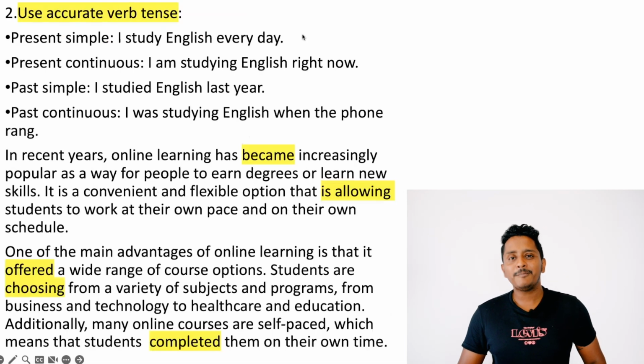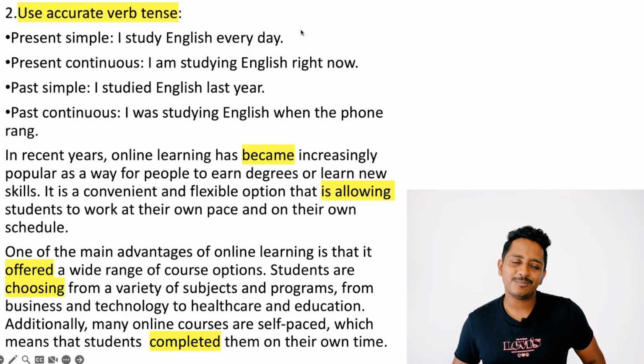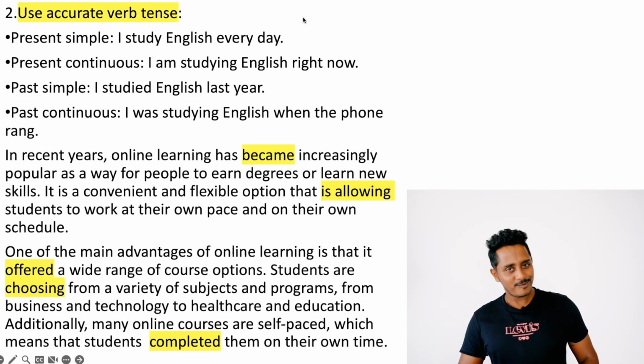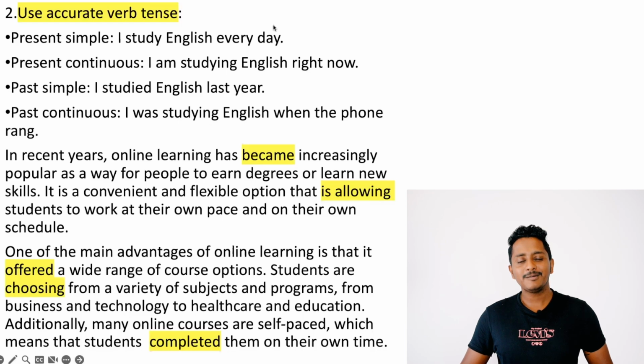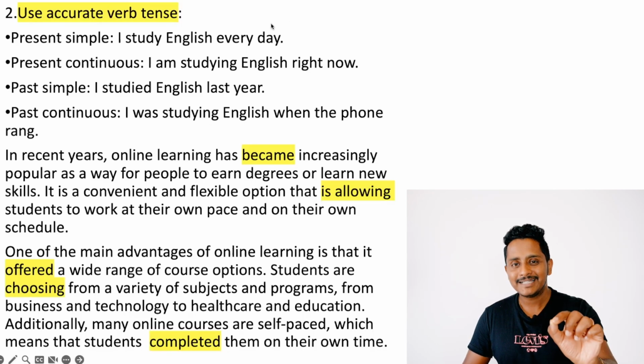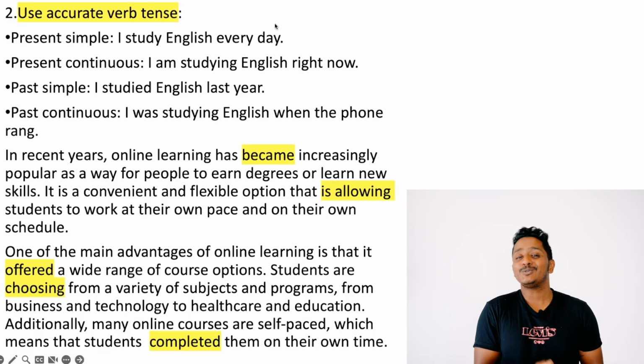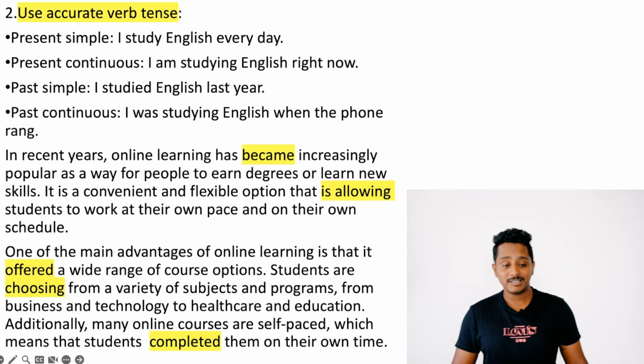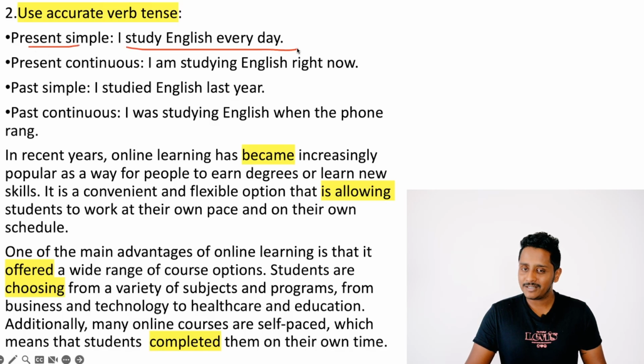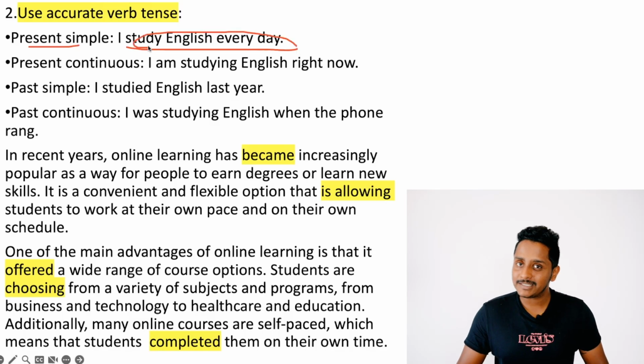Use accurate verb tense. A lot of people don't even bother. Tenses play a very important role. Pay more attention. I'll give you a very simple analogy. If it's a fact, make sure you use simple present tense, because present tense is used to denote fact, not the continuous tense. Simple present is: I study English every day. It's a fact. Water boils at 100 degrees centigrade.